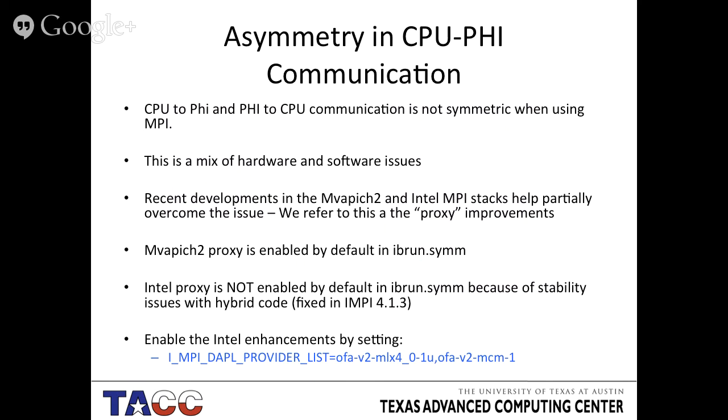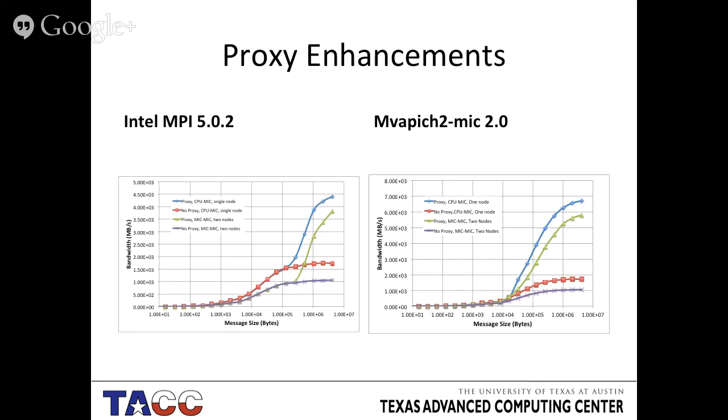Important for you to note is that the proxy is not enabled by default in the Intel MPI stack in Stampede. So if you want to use the proxy, you need to use this line that I have down here. You would have to export the I_MPI_DAPL_PROVIDER_LIST variable and put this. And there's a third element that you could add there, but I have not added it because in the past, we've seen some stability issues and it has not changed the performance a bit.